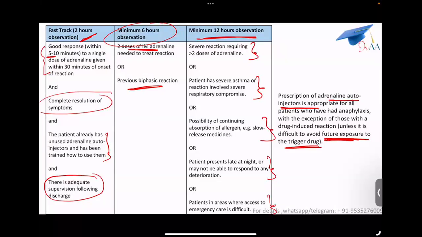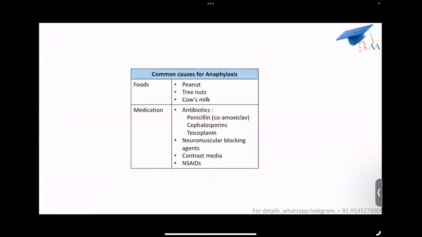Or if this patient, for example, had a certain food and you can avoid it, then you can think of avoiding it. Otherwise, most of them end up getting an EpiPen, that is nothing but preloaded adrenaline. What are the common causes of anaphylaxis? Common causes are peanuts, tree nuts, or cow's milk.